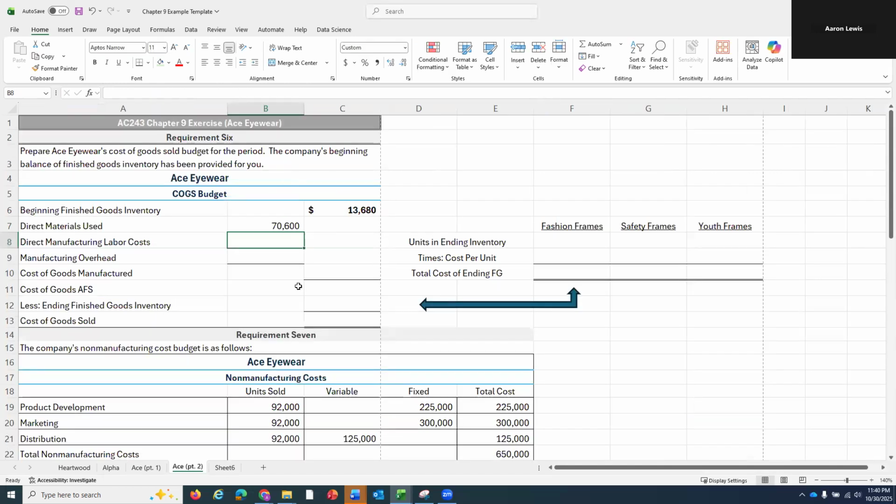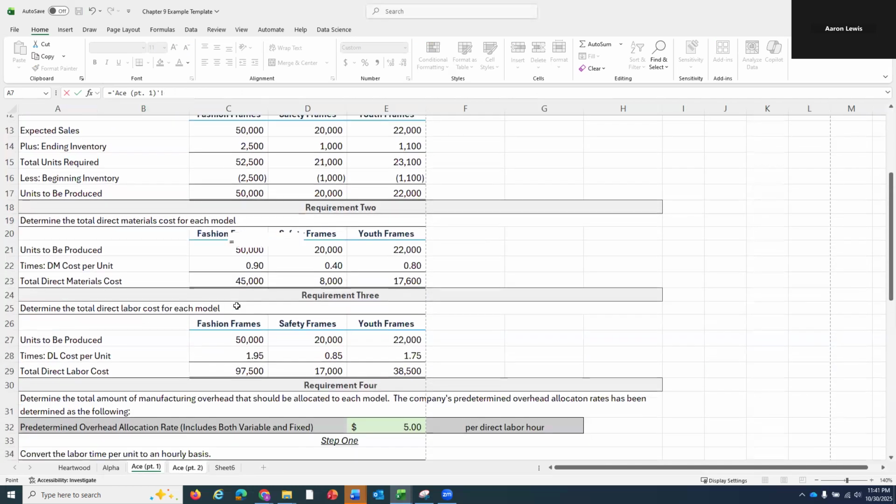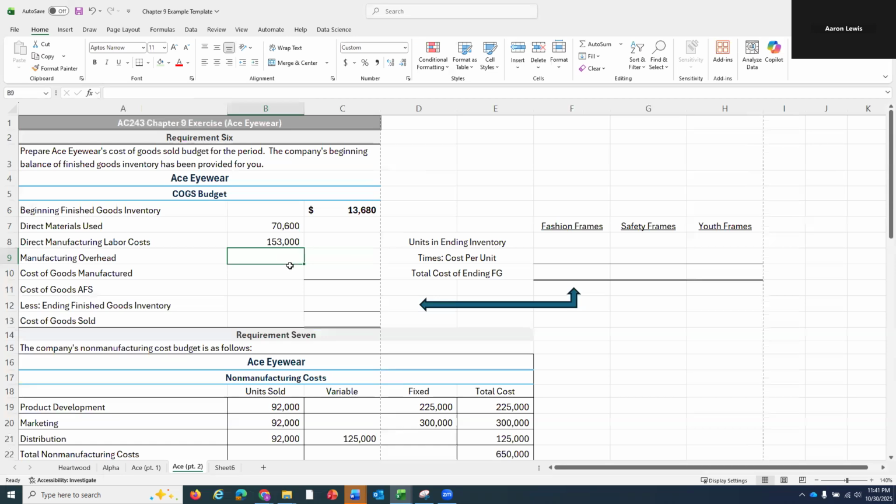I'm going to follow that same process, going to my labor budget, add together the labor costs of each of the three respective models to get my total direct manufacturing labor costs. So going back over, we have our labor cost for fashion frames is 97,500, 17,000 for safety frames, and 38,500 for youth frames. That's going to come up to 153 grand.